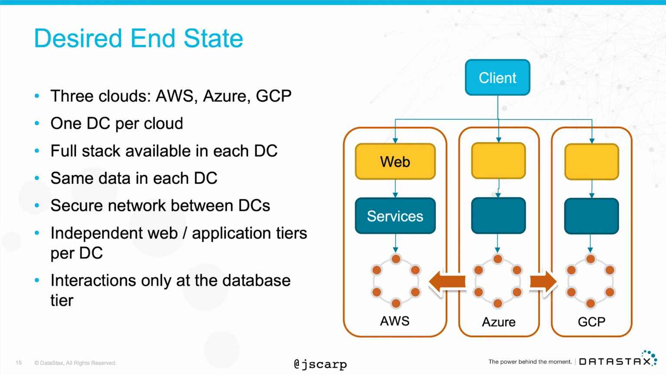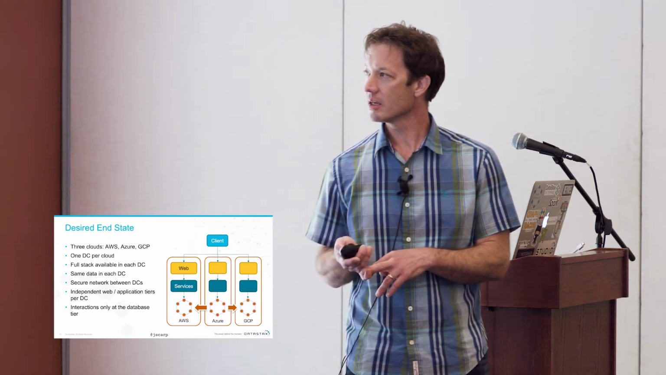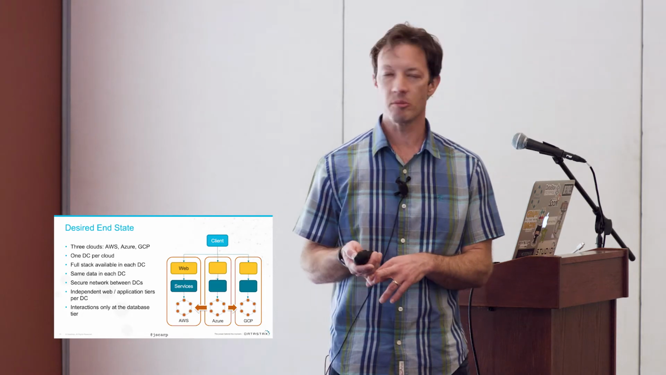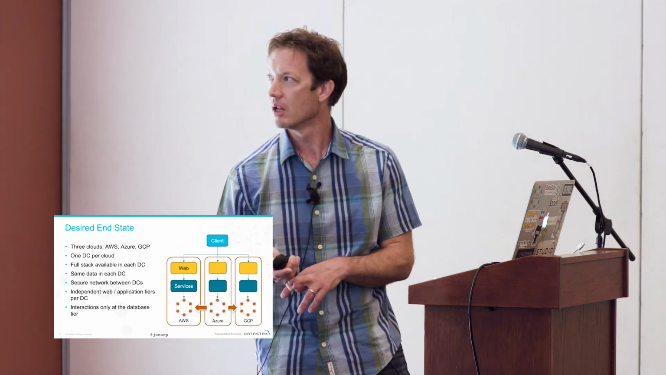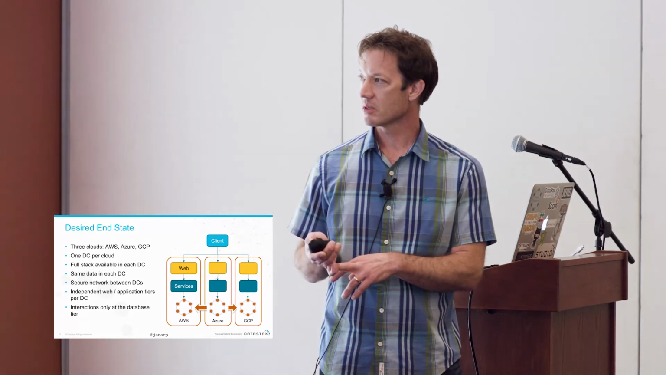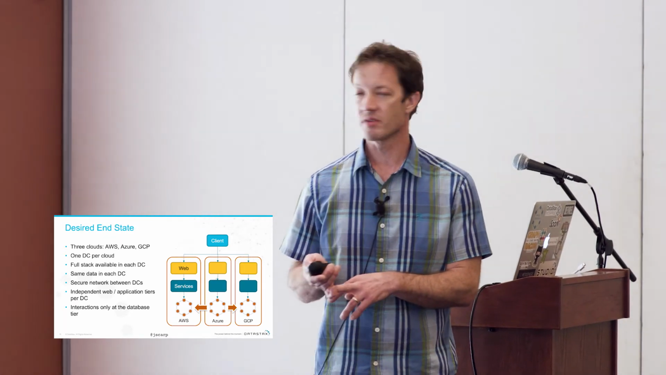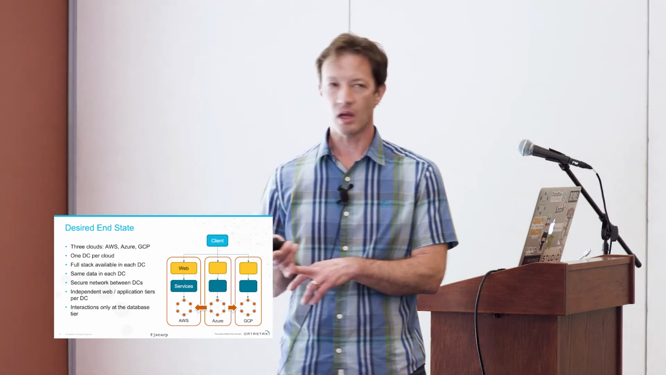So we're going to have the same data availability. I'm not trying to solve a GDPR problem yet. That's not the purpose of this demo. We'd like to have a secure network between the different clouds. We are not trying to have interactions between the web and application tiers per data center. In other words, I'm not taking services on AWS talking to my DataStax cluster in AWS and then failing over to have the services talk to the nodes in Azure.